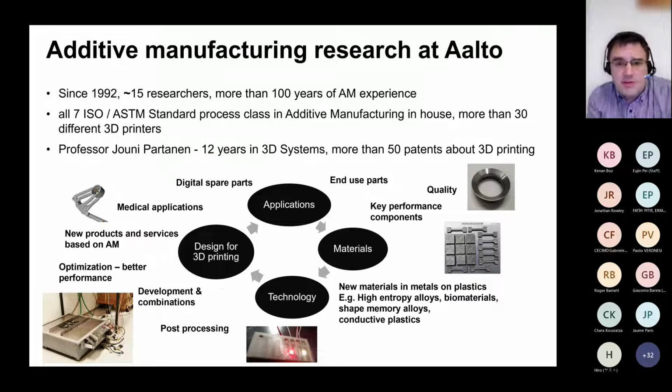And what do we do? Basically, we look at whether there is some kind of application. If it's a medical application, maybe some new products or services based on AM, for example digital spare parts or end-use parts. But of course, then you need the material. You need to think about the quality. Maybe you want to use some new material because that might open up new applications. But of course, then you need the technology also. You need to do the post-processing. Maybe you need to combine different technologies. And also design is very important because that can be used to optimize to get better performance.